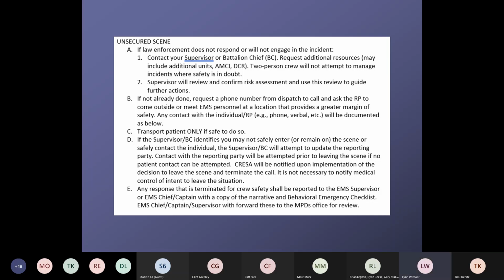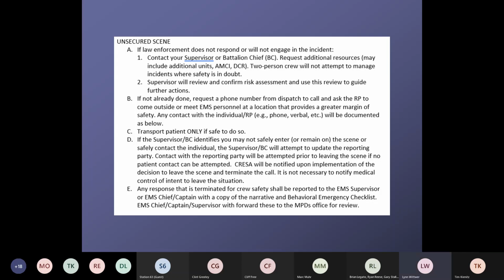If the supervisor, BC, identifies you may not safely enter or remain on the scene or safely contact the individual, the supervisor, BC, will attempt to update the reporting party. Contact with the reporting party will be attempted prior to leaving the scene. If no patient contact can be attempted, CRESA will be notified upon implementation of the decision to leave the scene and terminate the call. It is not necessary to notify medical control of the intent to leave the situation, because you're not asking them for concurrence to leave a patient under an informed consent.